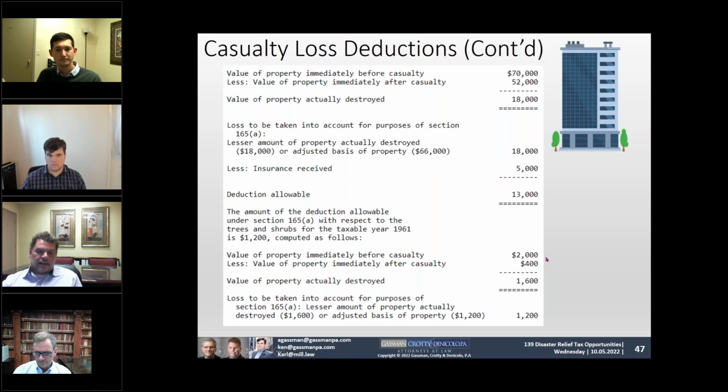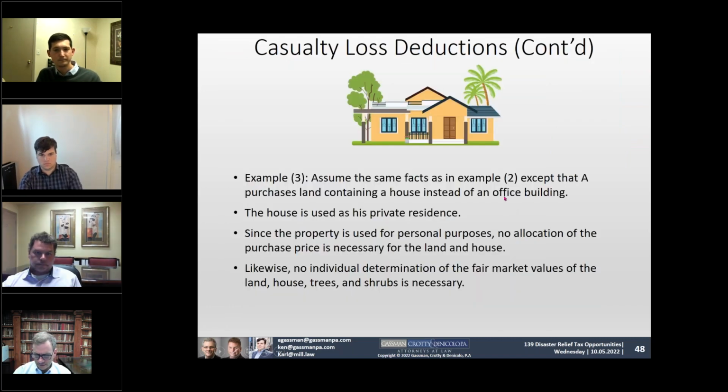Turning to the trees, they had a value immediately after the casualty of $400, immediately before of $2,000. So we had a destruction of the casualty loss here of $1,600. But in this situation, our basis was only $1,200. So the casualty loss is limited by the basis to being just $1,200.